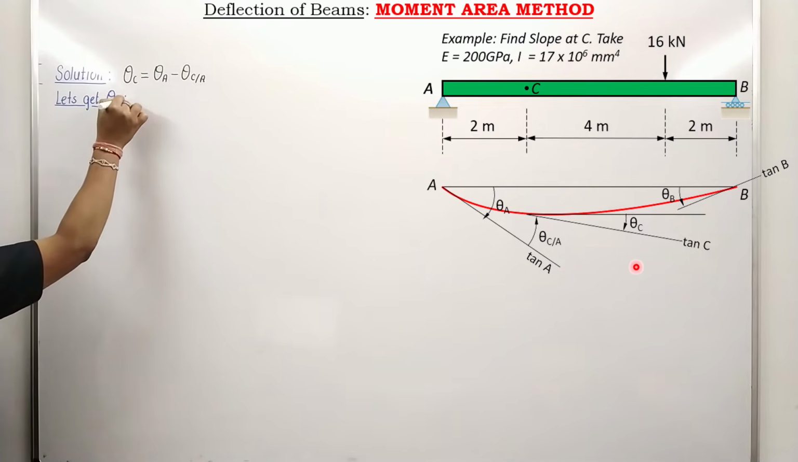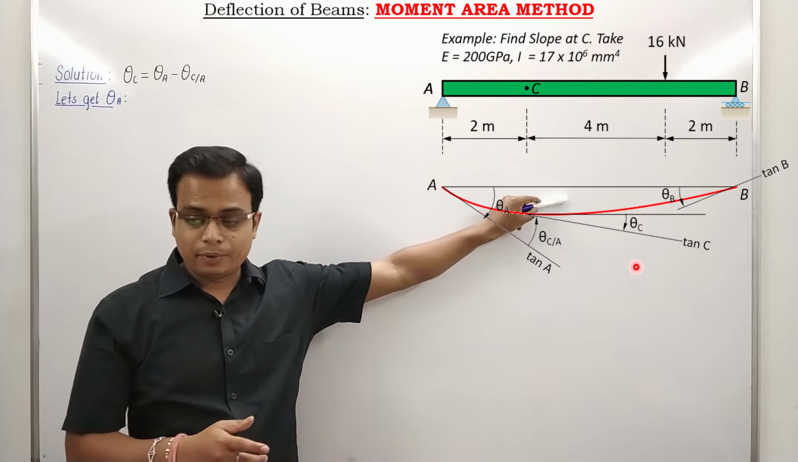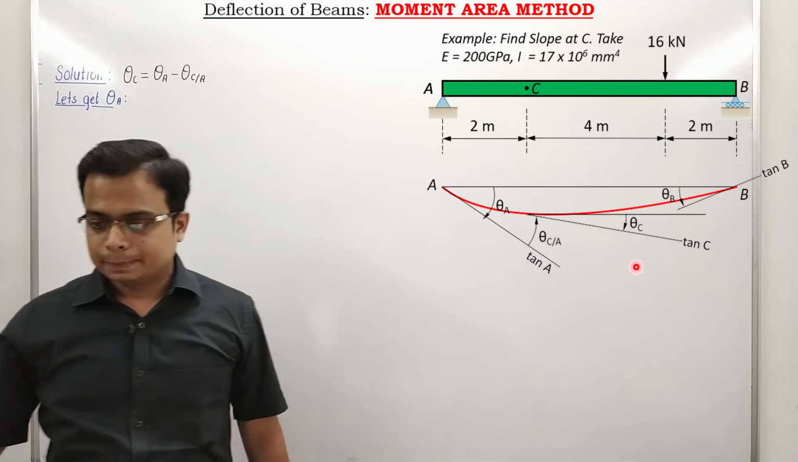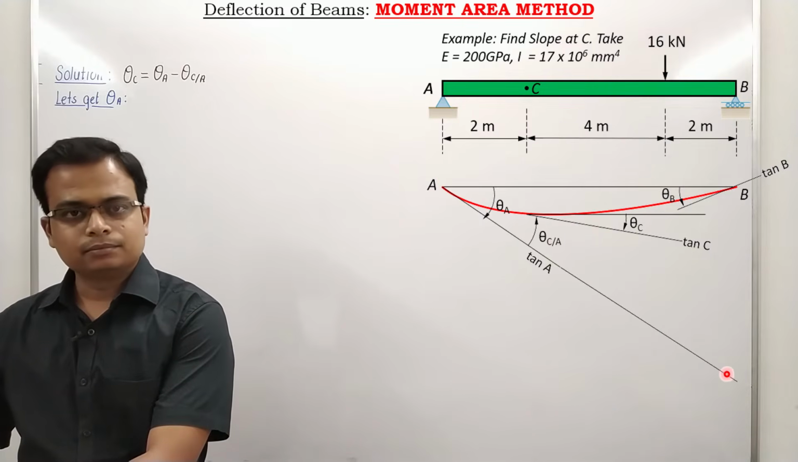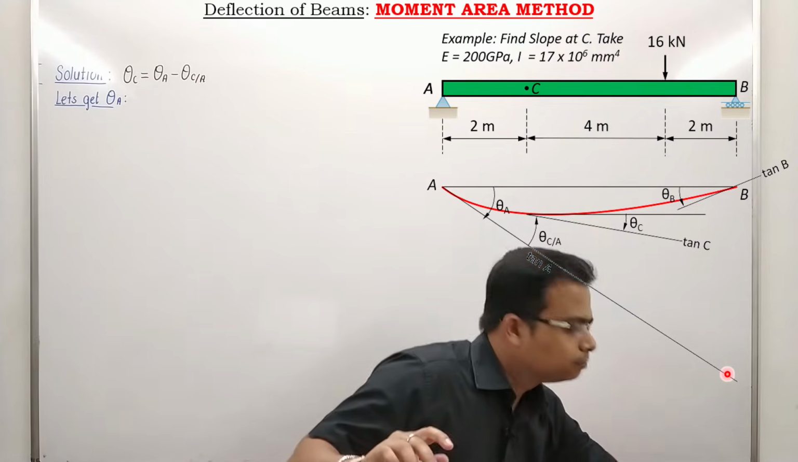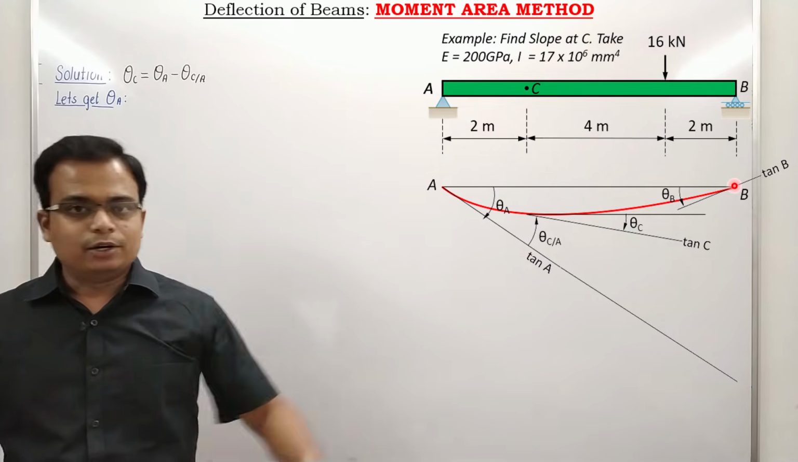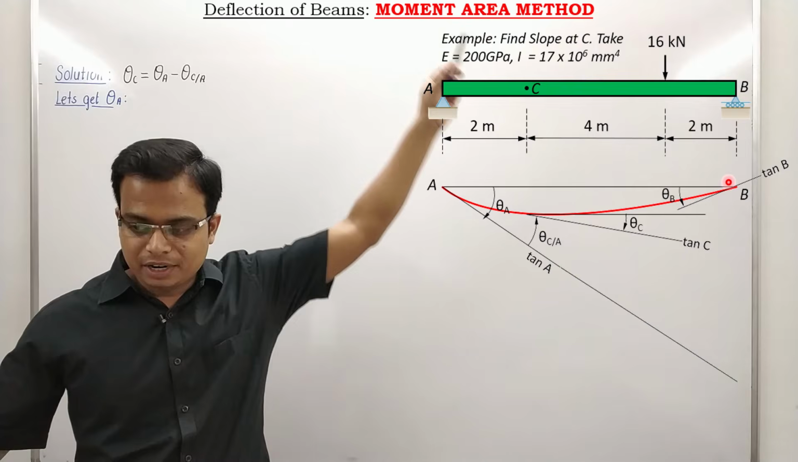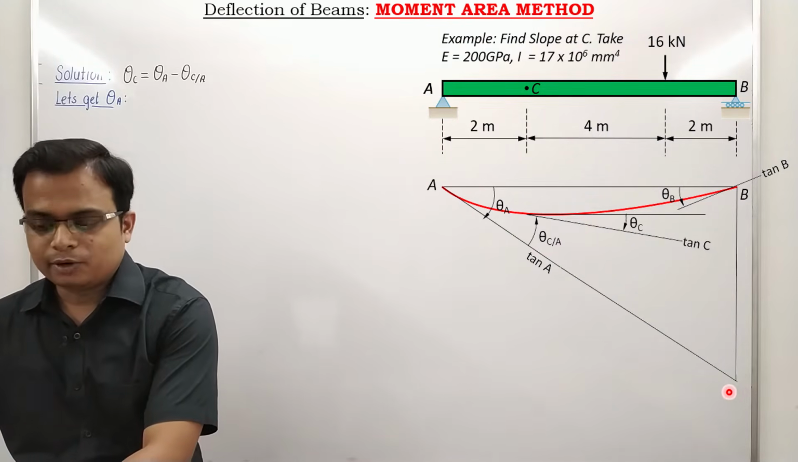How can theta A be calculated? It's going to be very simple. Guys, you need to watch right here. Focus. Just see what I do. I've extended this tangent. Just extend it up to any length. And now drop a vertical line from B. Just like this. And they're going to meet somewhere.